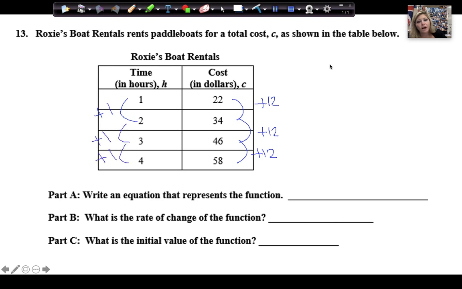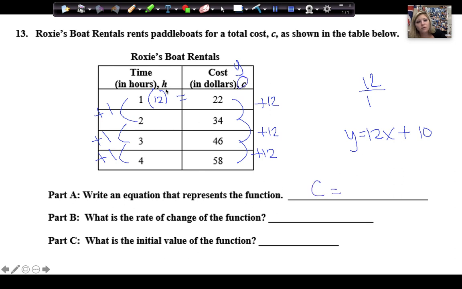Put your change in y over your change in x. And then put that next to x and see if it equals y. Well, 12 divided by 1 is 12. So we'll put 12 next to x and see if it gives us our y. So 1 times 12, does that equal 22? No, it does not. So we need to add something to make it 22. Well, 1 times 12 is 12, and 12 plus 10 gives me 22. So we're going to add 10 here.